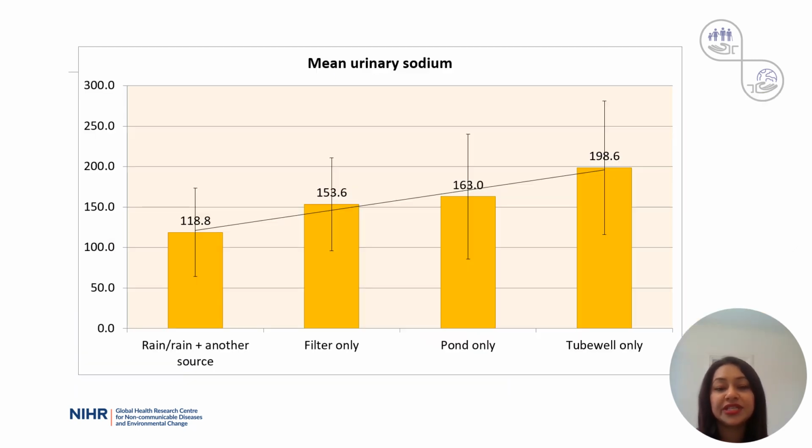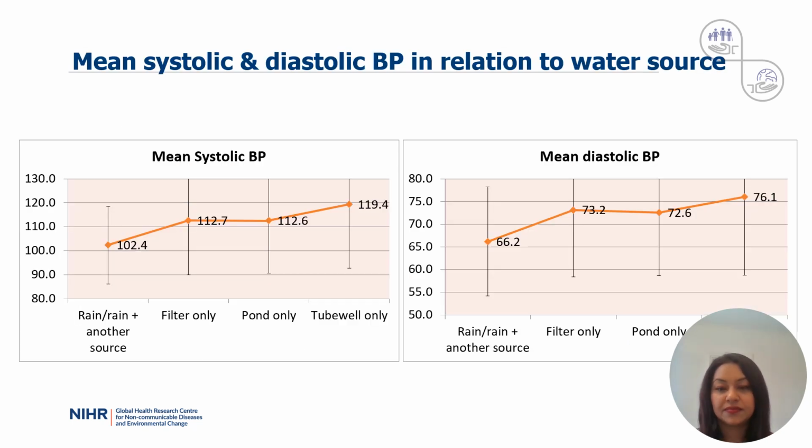Consistent with that, when we measured sodium levels in the urine of the study participants, we found that the concentration of sodium was the highest in those who used groundwater as their main source of drinking water, followed by pond, which is surface water, and it was the lowest for rainwater. Again, consistent with the previous findings, when we looked at blood pressure, both mean systolic and mean diastolic blood pressure, we found that it was much higher for women who drank groundwater, which had the highest sodium concentrations, compared to those who used other sources and compared to rainwater users.